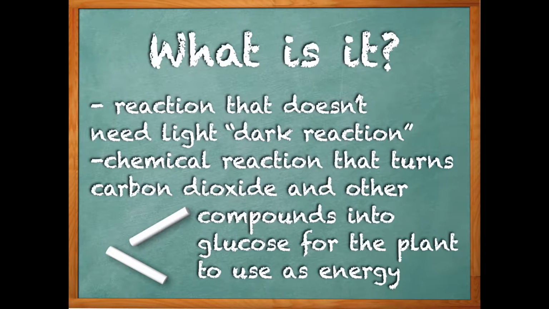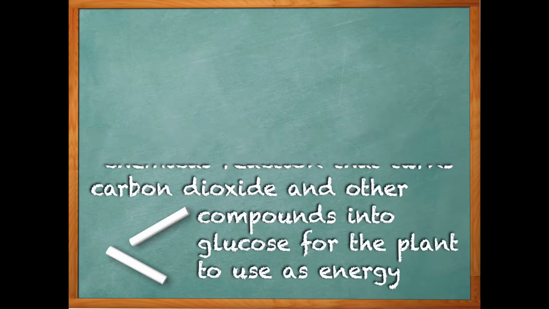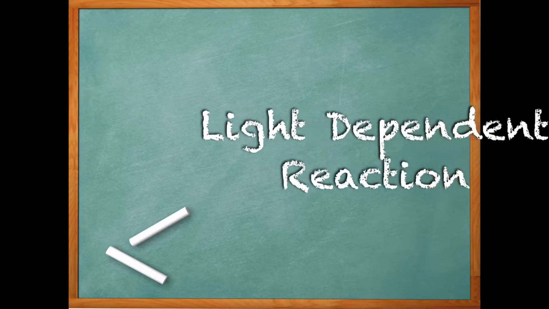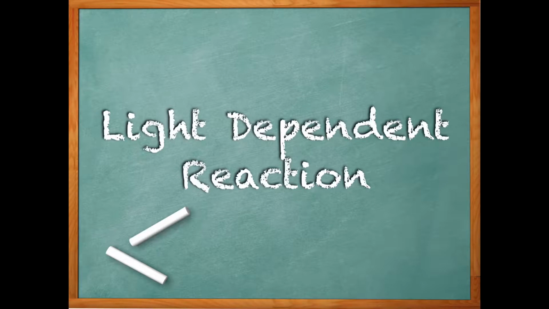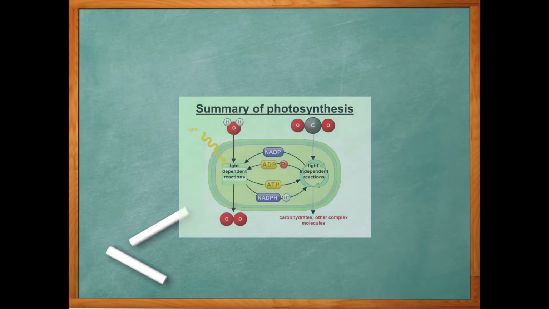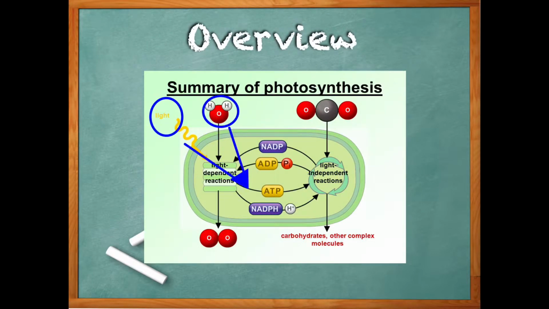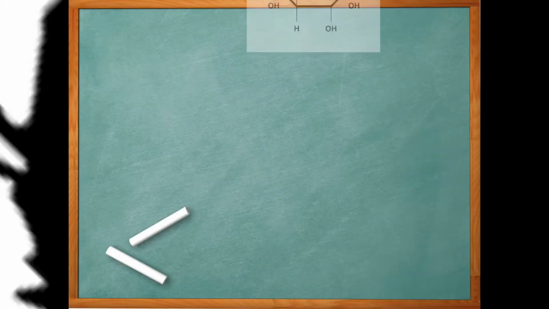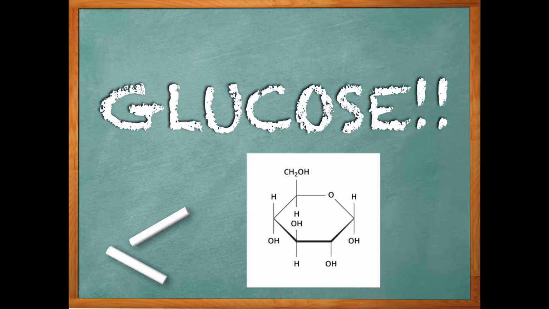plant uses as energy. The reaction occurs in the stroma, which is a fluid-filled area of a chloroplast outside of the thylakoid membrane. Before we explain what the dark reaction is, we have to talk about the dependent reaction. The dependent reaction uses light and water to produce ATP and NADPH as well as oxygen. The ATP and NADPH is then used by the dark reaction to produce glucose. Now let's go into more detail.